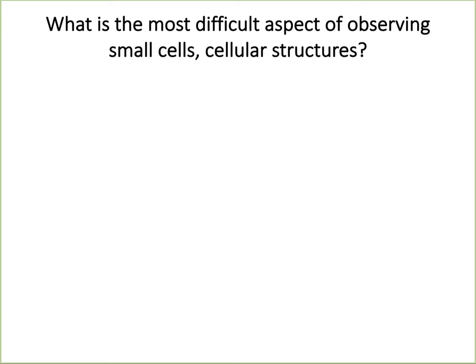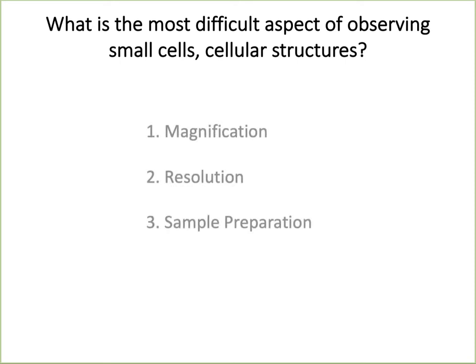So what is the most difficult aspect of observing a small cell if you ask a typical person? The most common answer is magnification, as the major challenge for observing smaller structures. There are, however, some other challenges to consider. Another is resolution, and the third is proper sample preparation. So we'll take a look at each of these challenges individually.